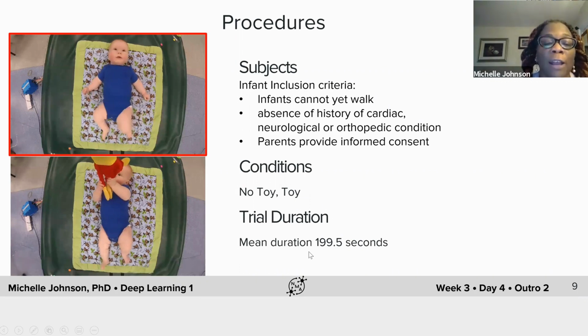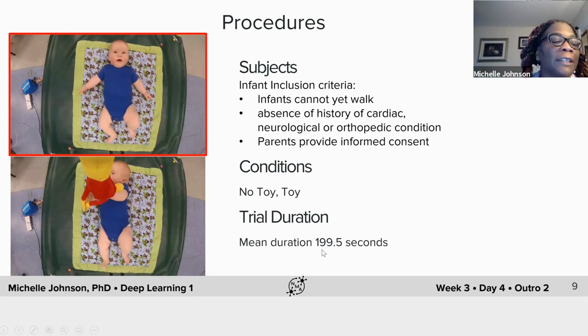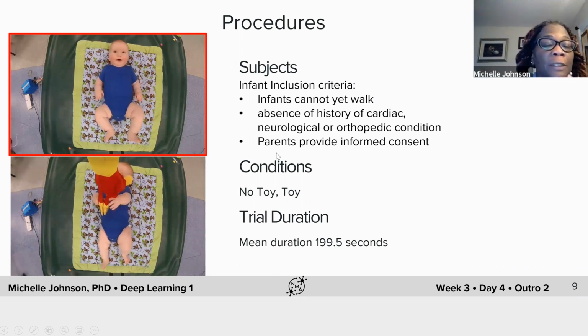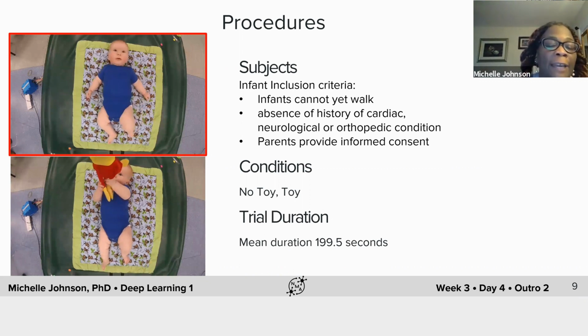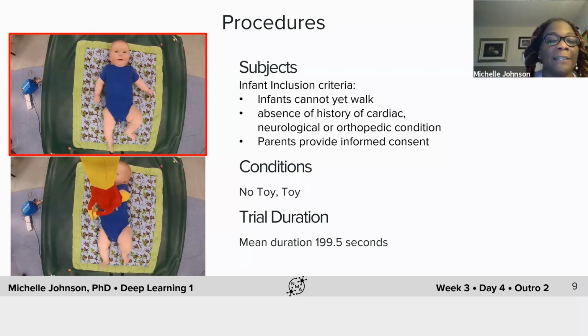The average trial was about 199 seconds. Infants were specifically included in our data set if they couldn't walk, they had an absence of cardiac, neurological, and orthopedic conditions, and their parents had to have given us consent.